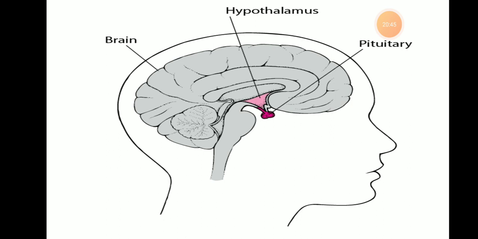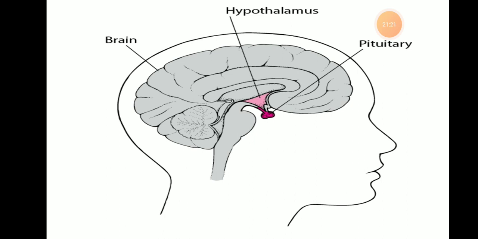So the first gland is the hypothalamus gland. So this is the hypothalamus. Actually this gland is endodermal in origin and it is located. Actually this pink region is known as hypothalamus. Actually hypothalamus is the part present on the floor of the diencephalon.